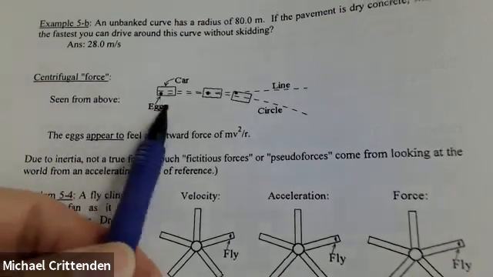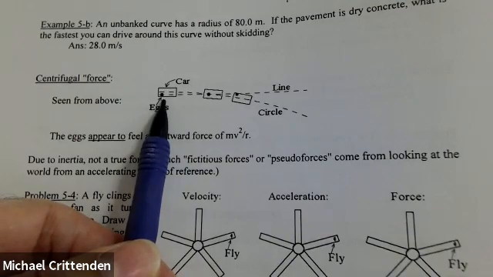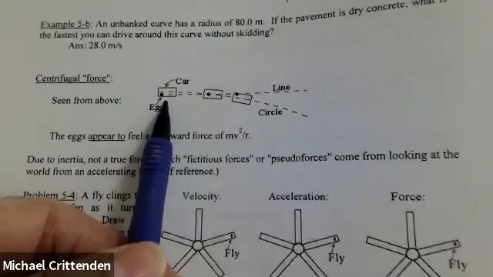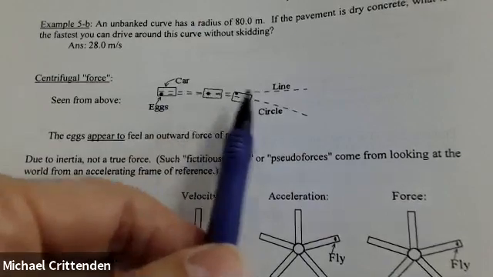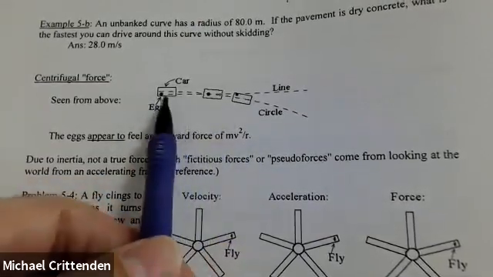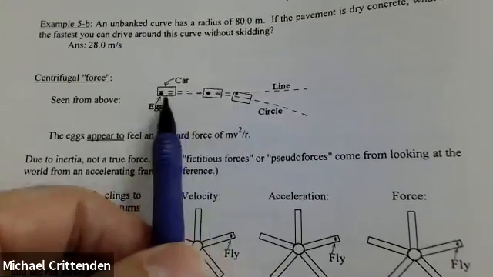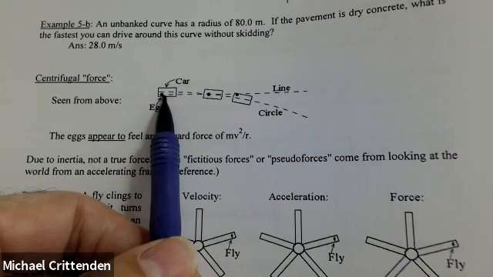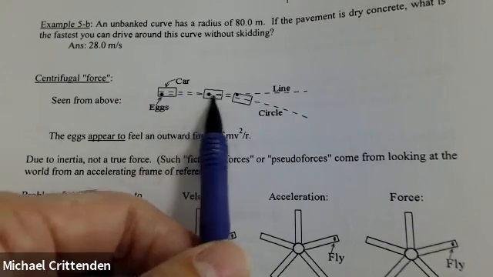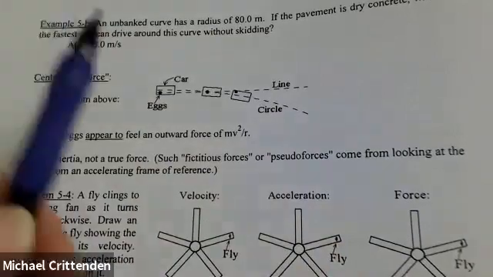So if there's no friction, the eggs will obey the law of inertia. They will follow a straight line. Each of these little boxes here is supposed to be the car at different times. First the car is here, then the car is here, then the car is here. Notice the eggs inside the car following a straight line, like Newton's first law says they ought to do.